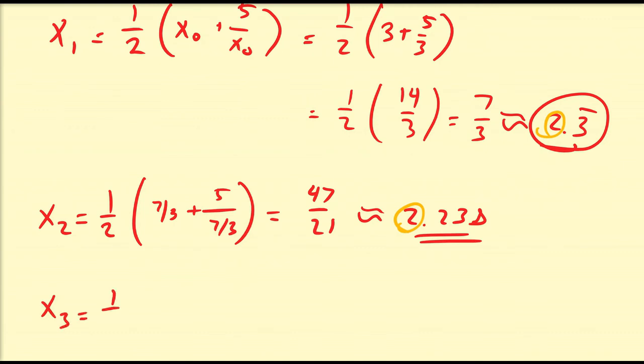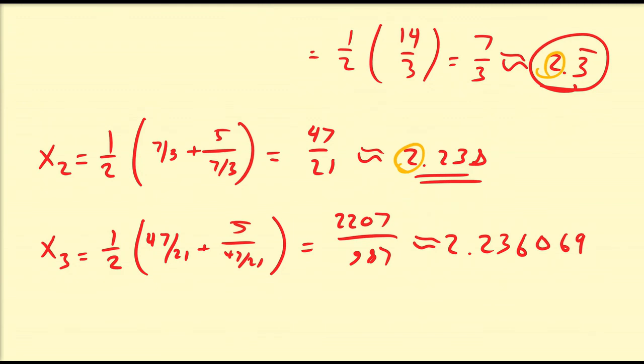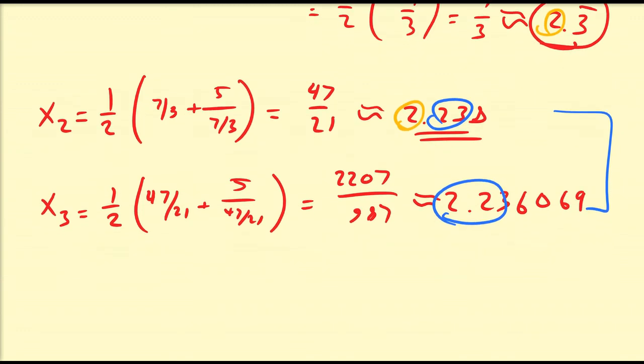So x3 is going to be equal to 1/2 times (47/21 plus 5 over 47/21), which again we can find to be equal to 2207 all over 987. So this is approximately equal to 2.236069. Right? Now notice that we at least have 2 decimal places in terms of accuracy, not including the integer place. So the difference in consecutive terms of this iteration process is getting closer and closer to 0. So that's pretty much the idea of how to establish convergence of this method, right?